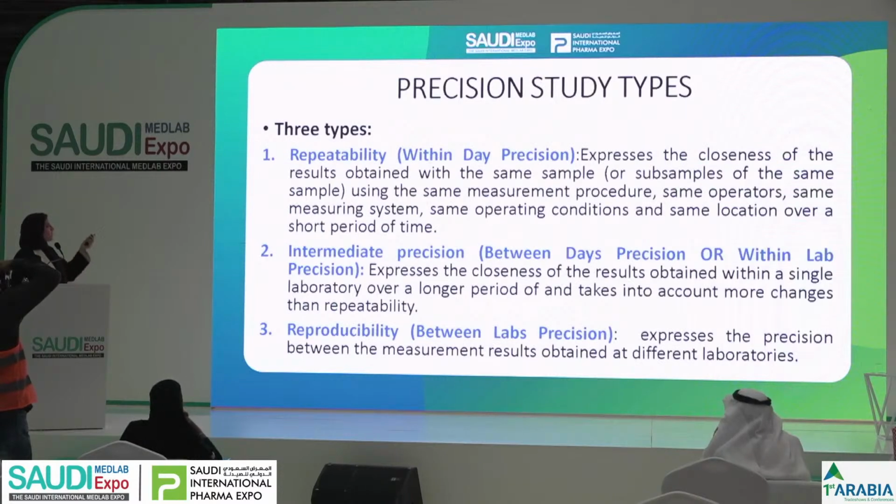Precision study types: we have 3 types of precision. The third one is just recently in the literature, but we will talk about the first and the second one. The first one is repeatability, and in the lab we call it within-day precision. That means I'm running the same sample on the same analyzer.